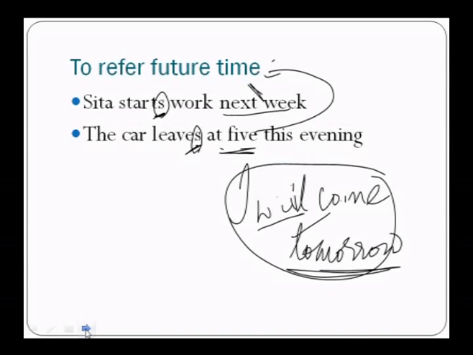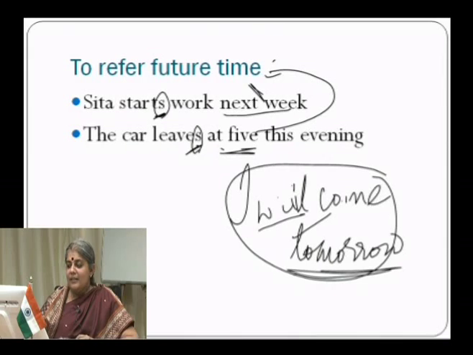Here the simple present tense, such as Sita starts work next week or the car leaves at 5 this evening. These sentences suggest that the speaker sees the future event as absolutely certain. Now, apart from this, you can in fact use the words tomorrow, day after with these expressions to describe future time reference also.